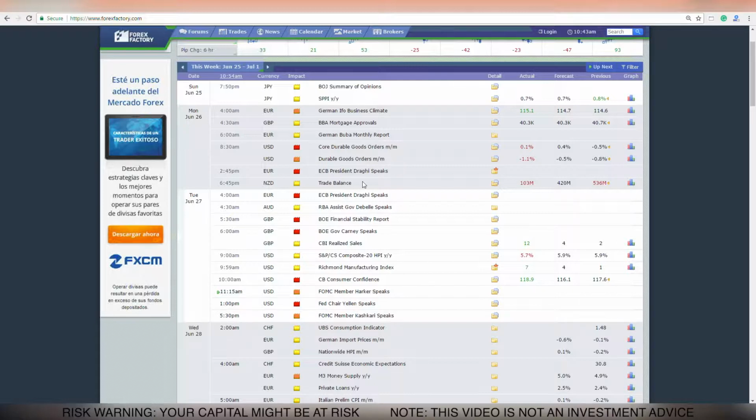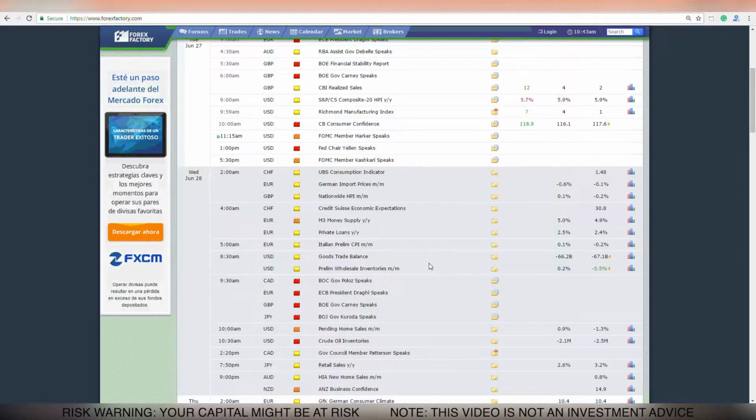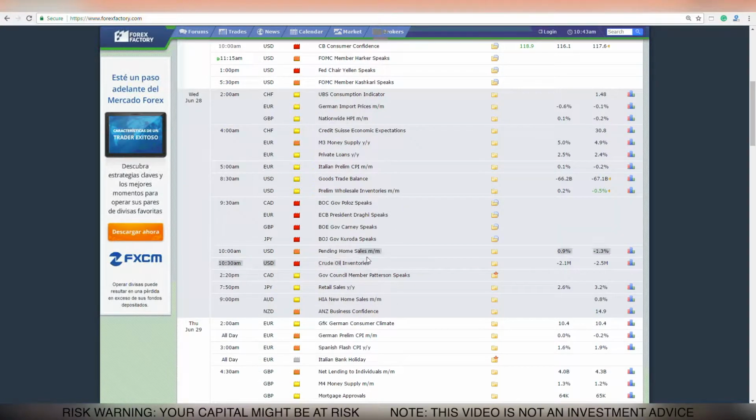And then you have, let's take an economic news here. Let's take the Bank of England Governor Carney. No, let's take the crude oil inventory. So if you trade the Canadian dollar, for example, you should know that the Canadian dollar is directly correlated with the oil price. Oil moves to the upside, Canadian dollar moves to the upside. Oil moves to the downside, Canadian dollar moves to the downside. This is normal because the Canadian economy is an energy-driven one.